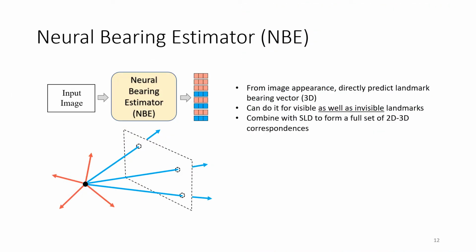However, there are many cases when the number of visible landmarks is not sufficient for the pose solver. We propose a neural bearing estimator that directly predicts the bearing vector toward all designated scene landmarks, including the invisible ones. The camera pose R and T is obtained by using the pose solver on the combined 2D to 3D correspondences from both SLD and NBE. The implementation of the NBE is detailed in our paper.